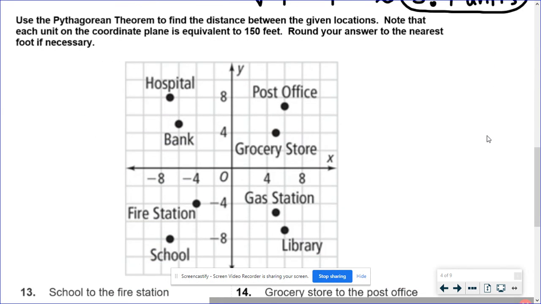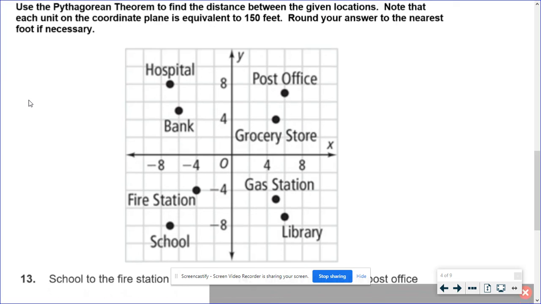This is going to be the most important piece. Use the Pythagorean theorem to find the distance between the locations. This is like a real-life map of a town. Note that each unit on the coordinate plane is equivalent to 150 feet. Round your answer to the nearest foot. So not 52.3542 feet. We'll just say 52 feet, 143 feet, 1,627 feet.